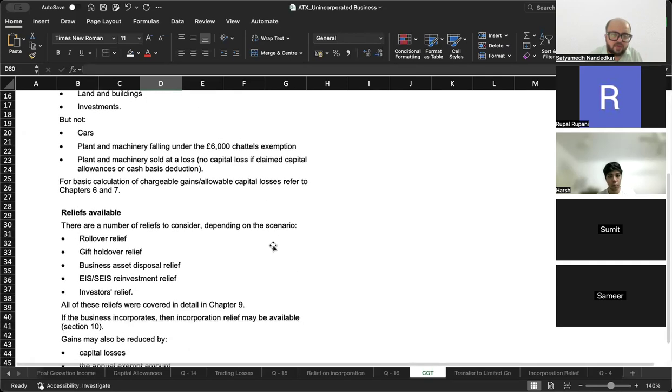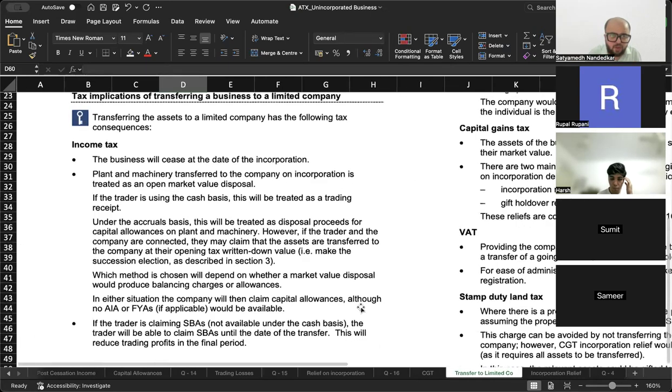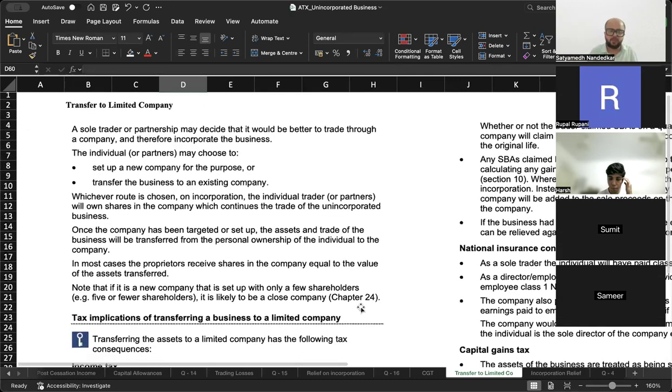The reliefs available to him in the last year are rollover, gift holdover, BADR, EIS, SEIS and investor relief. इनमें से कोई भी, investor relief का तो उतना क्लोजर ऑफ बिजनेस के साथ कनेक्शन नहीं है, but BADR of course is relief at the time of disposing of an unincorporated business, तो ये relief तो apply होगा ही. Okay, what if you decide to transfer the business to a limited company?